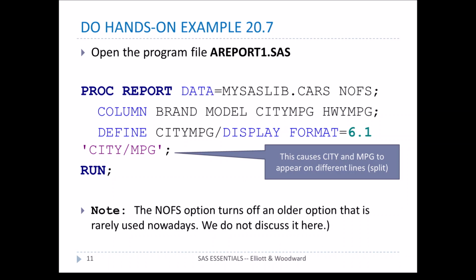So let's open up the program file areport1.sas, and we see here PROC REPORT, where we're using the data set called cars, and we're defining some columns: brand, model, city miles per gallon, and highway miles per gallon. And we're defining city miles per gallon using the following options. So we're going to display it using format 6.1 and give it the header city slash miles per gallon. So that will be appearing on 2 lines, city on one line and then MPG on the other line.